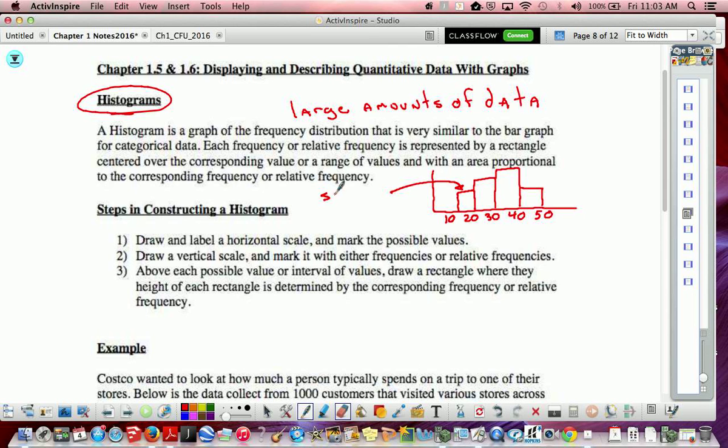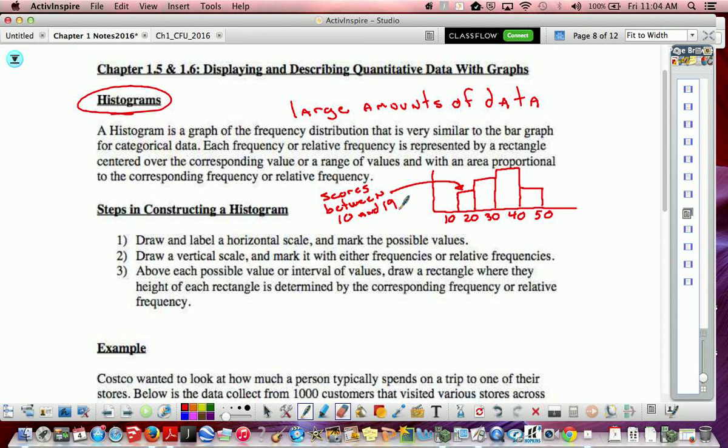So these might represent something like scores between 10 and 19. The reason I put 19 there is because you might be saying, well, 10 to 20. 20 is not included in this bin. So this one would be between 20 and 30, but not including 30. 30 and 40, not including 40. That's one of the key pieces to note about histograms.